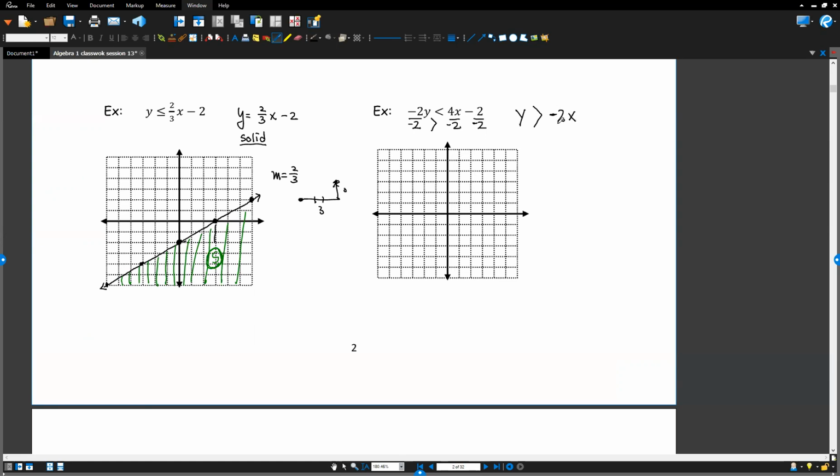-2 divided by -2 is positive 1. Okay, that is slope-intercept form. Using this, we can make a graph. The line is y equals -2x plus 1, and that is a dashed line, or you can use a dotted line.